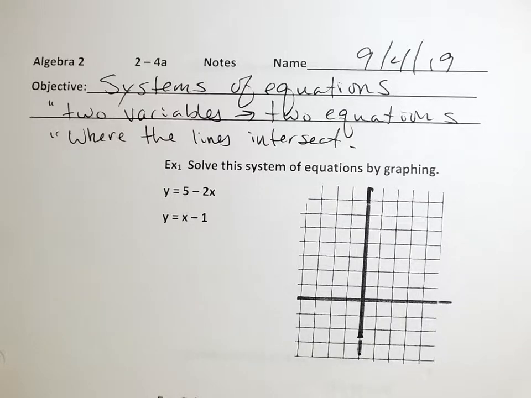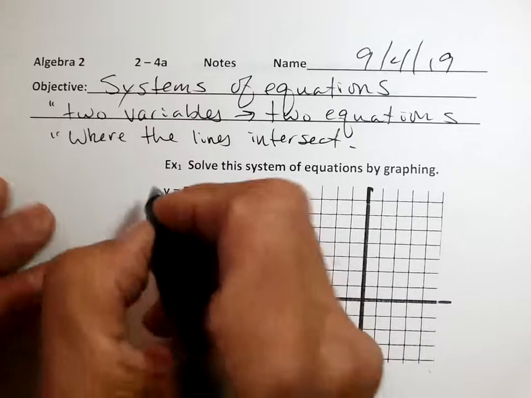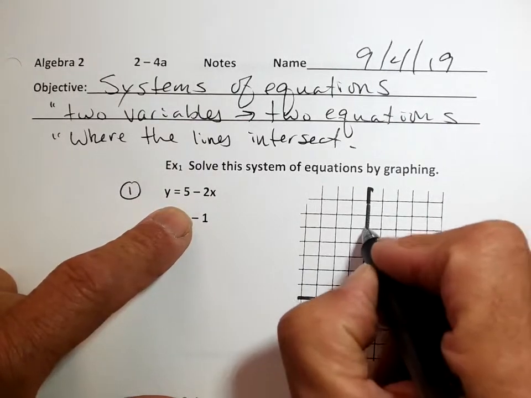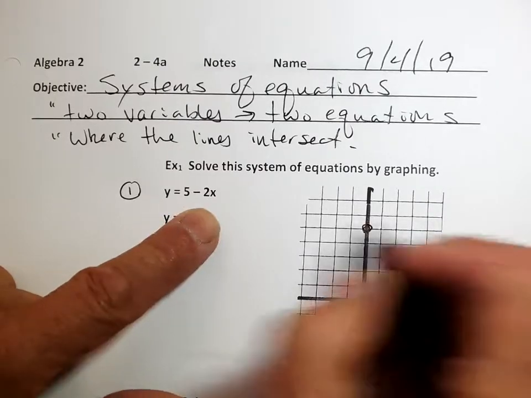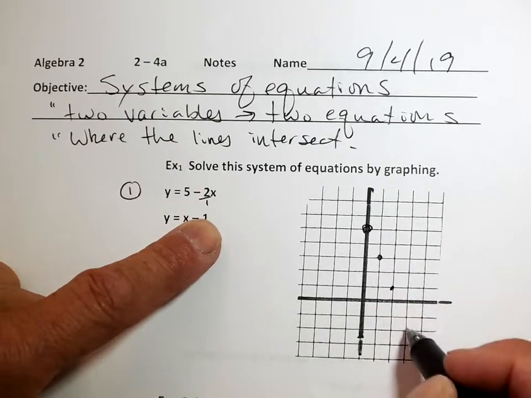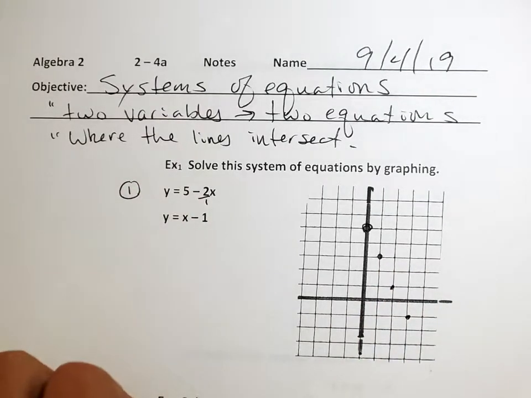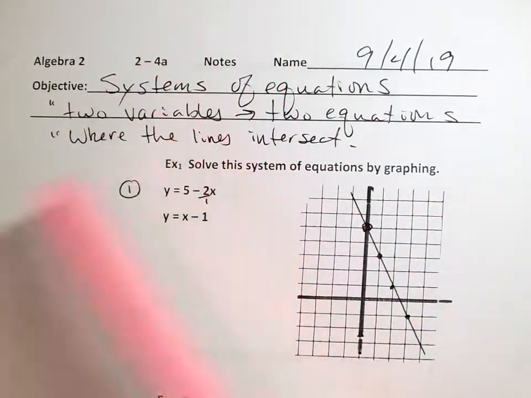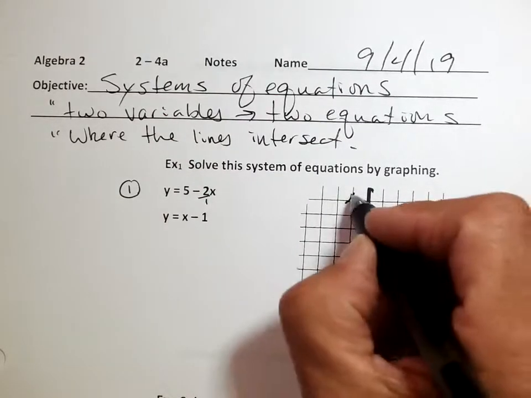I don't know. Okay, so let's take a look at example one. Solve the system of equations by graphing. Okay, so that's not too bad. For equation one, I'm going to start at 5: 1, 2, 3, 4, 5, right? And I'm going to go down 2 over 1, down 2 over 1, down 2 over 1, right? Thumbs up. Okay, that's line 1.